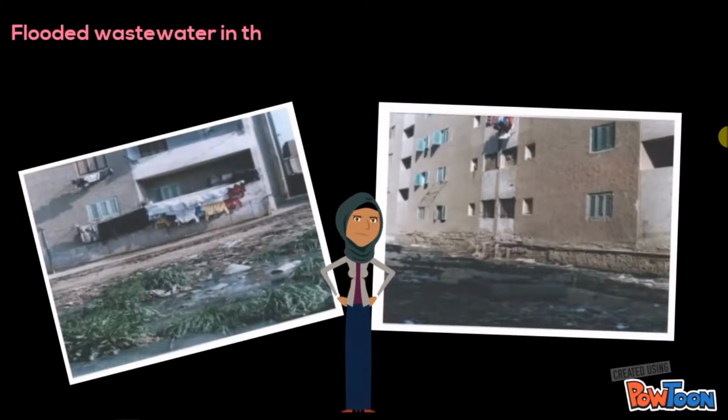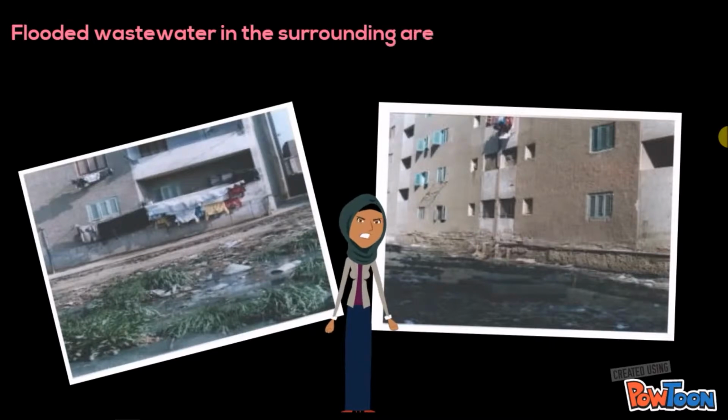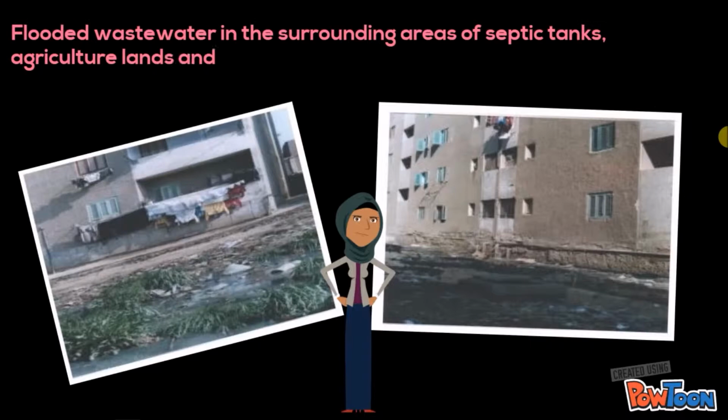As shown in the picture, the area where the septic tank is located has been flooded with wastewater. The wastewater has also flooded agricultural land and the dwelling buildings, as reported. The consequences of the problem will be discussed later in this video.